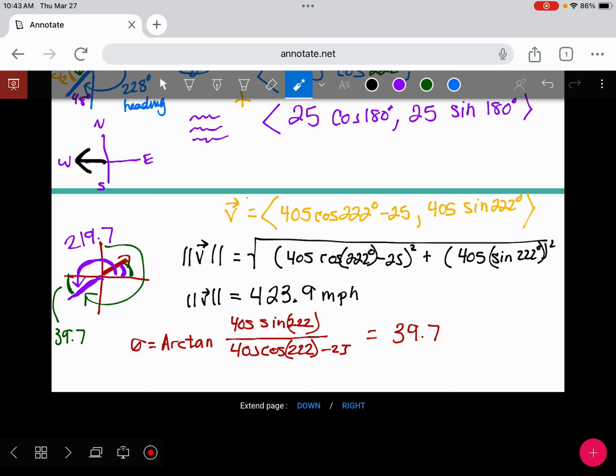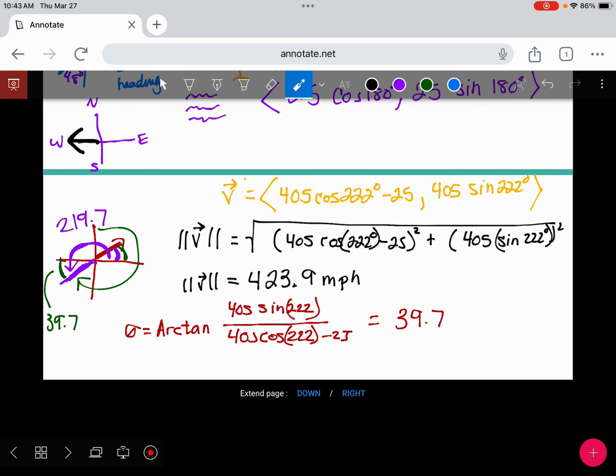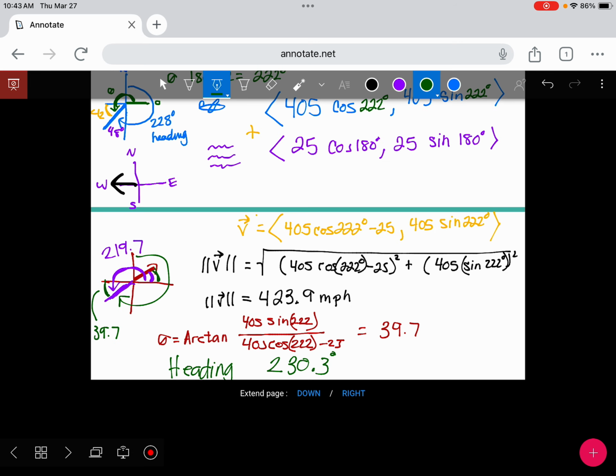Yes. So their heading would be 230.3 degrees. Headings are chaos. They come off of north and go to the right because pirates are just sure that they're right. But headings are mostly used by ships or planes and things like this. Okay. Questions on this one?